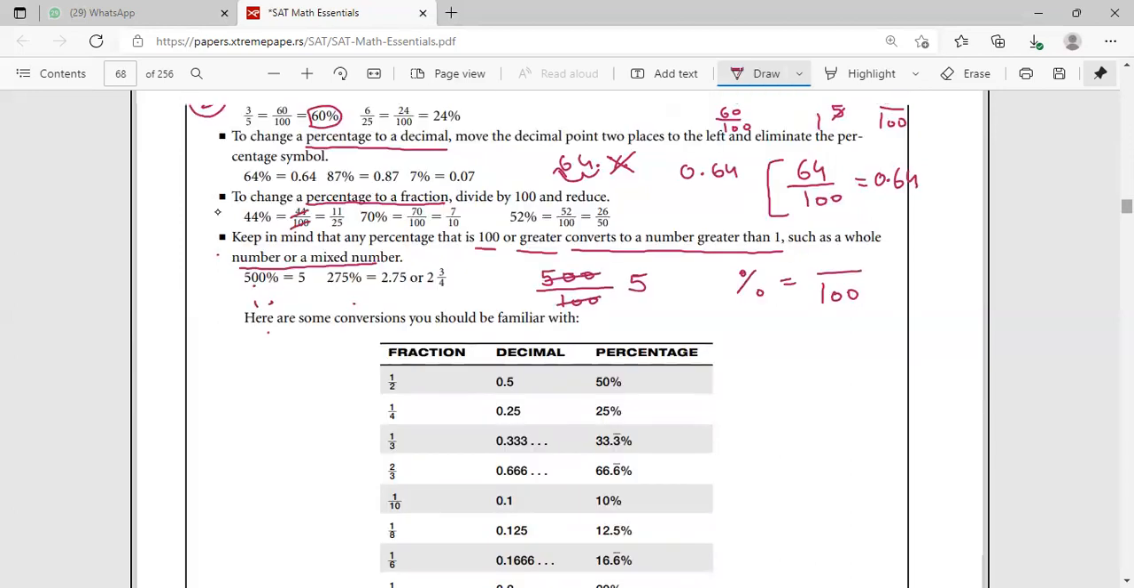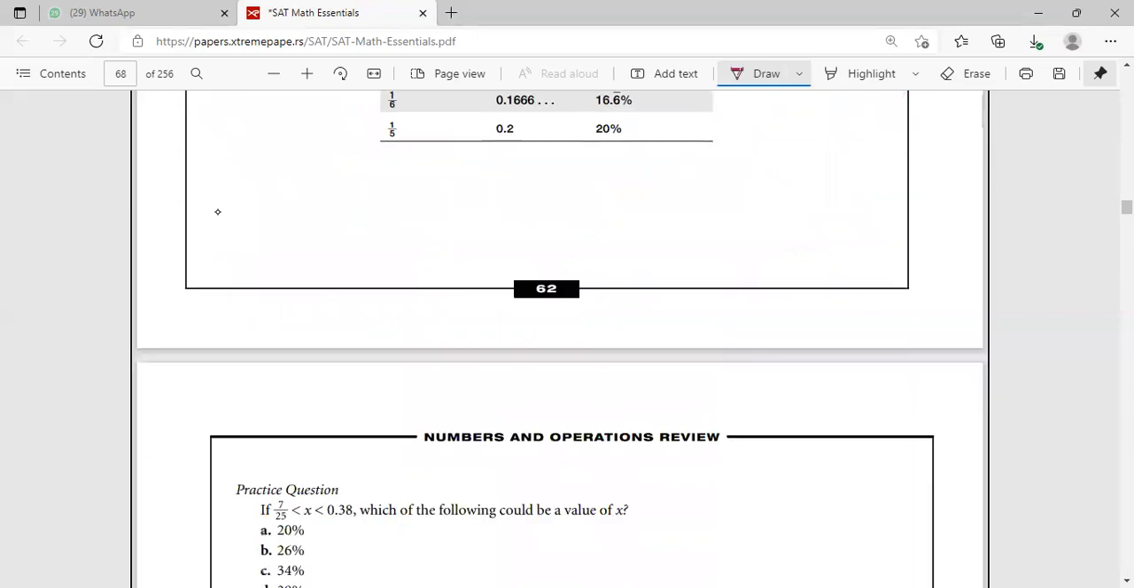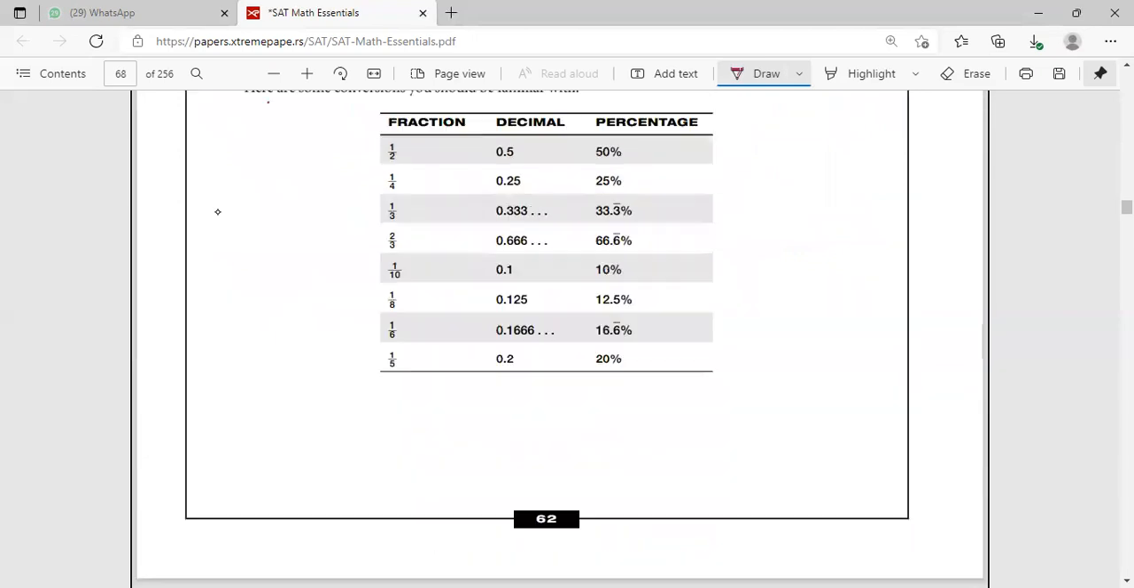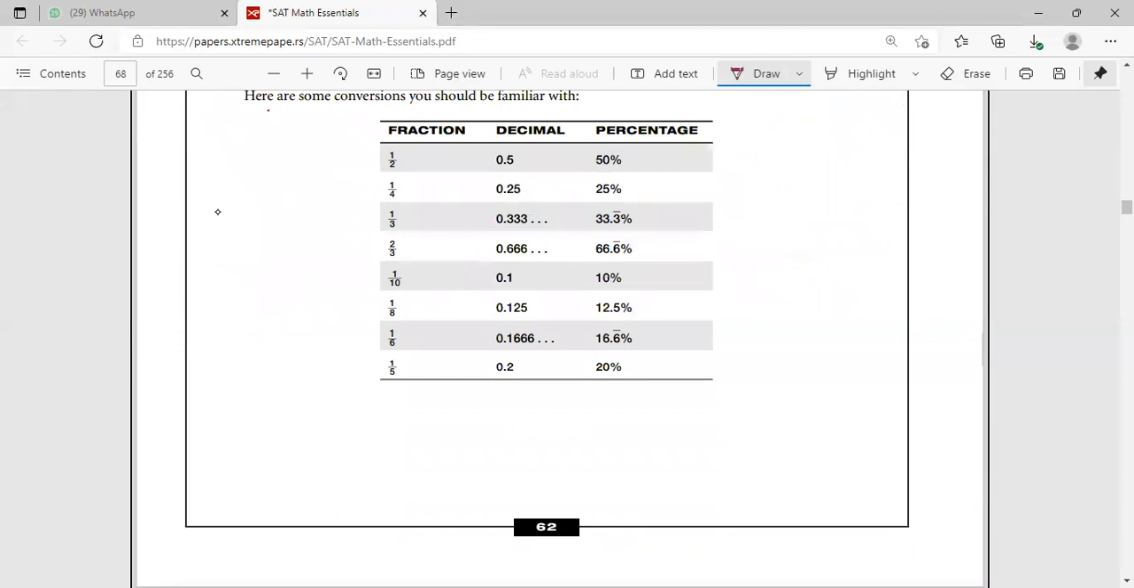Okay. Now here we have some common fractions, decimals and percentages. This is a very basic thing, but I would suggest you print this table and paste it on your cupboard or behind the door in your room, because these things save a lot of your time in the exam.